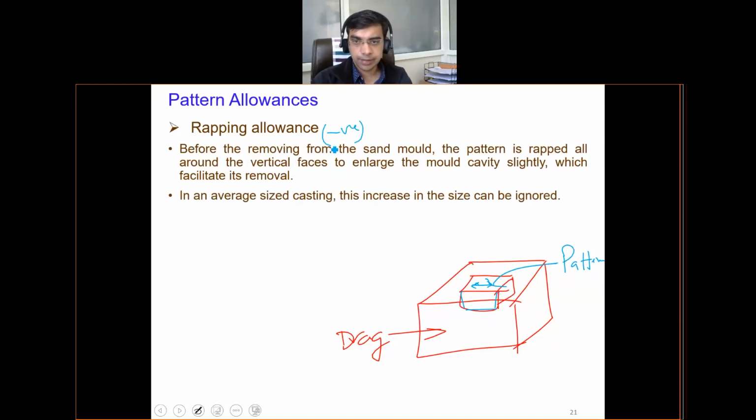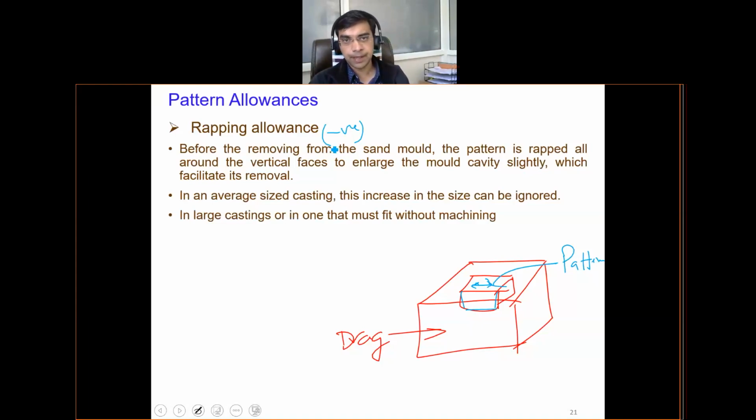And in average size casting, the increase in size may be ignored. But in large castings, even a slight change in the dimensions will generally increase the cost of the cast product, because ultimately you will make a slightly oversized casting, and again to create the proper surface finish on that casting, you will need machining and other processes. So that is why wrapping allowance has to be carefully managed. That is, as I already mentioned, a negative type of allowance.